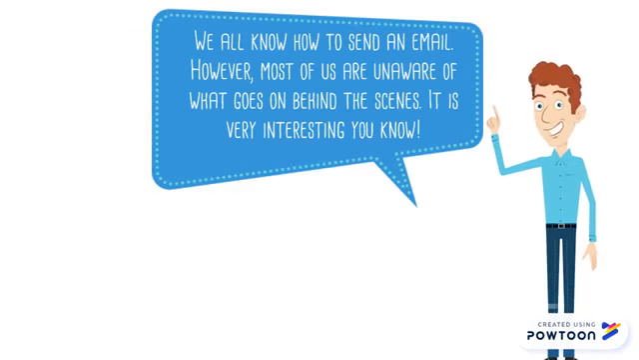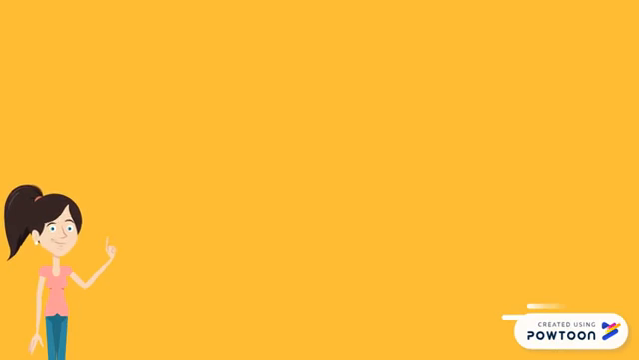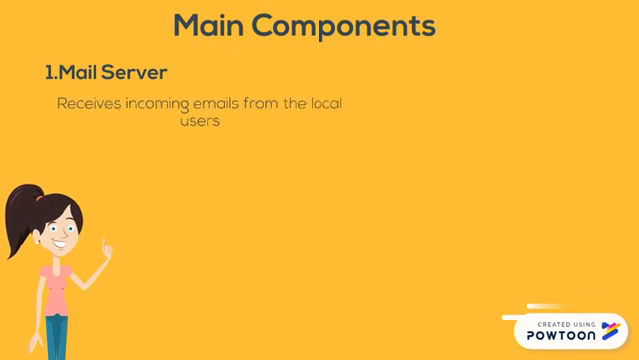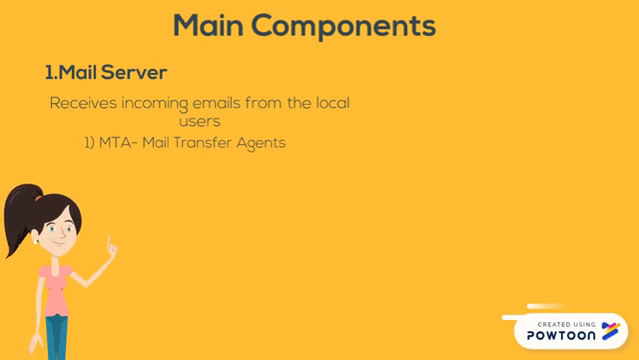So we all know how to send an email. However, most of us are unaware of what goes on behind the scenes. It is very interesting. The most essential components of email working are, first, mail servers. A mail server receives incoming emails from the local users as well as from remote senders and forwards outgoing email for delivery. There are two types of mail server. The mail server used for outgoing email is called MTA, or Mail Transfer Agent. The other mail servers, known as MDA, the Mail Delivery Agents, are used for incoming email using POP3 or IMAP protocols.